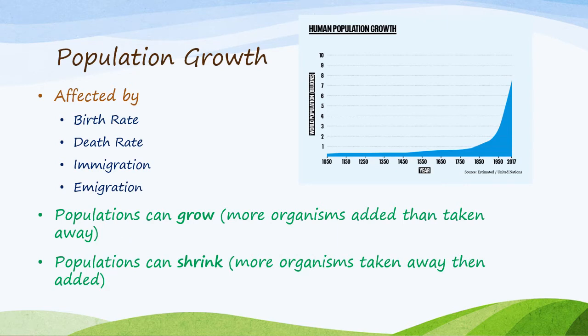Populations can also shrink. That's when more organisms are taken away than added. So say people have fewer babies, but the death rate increases for some reason.